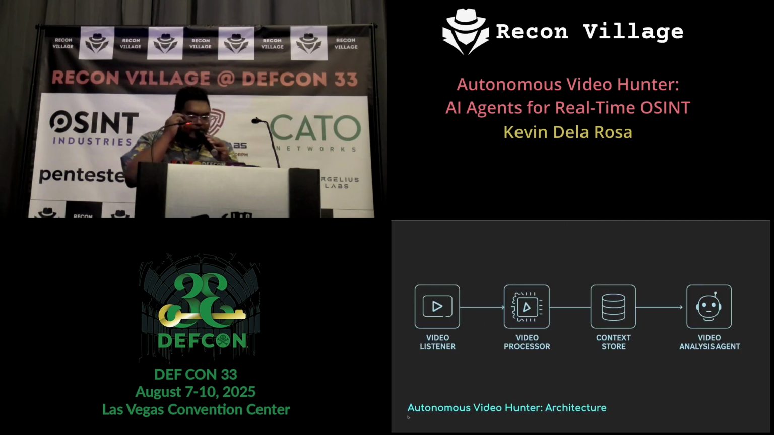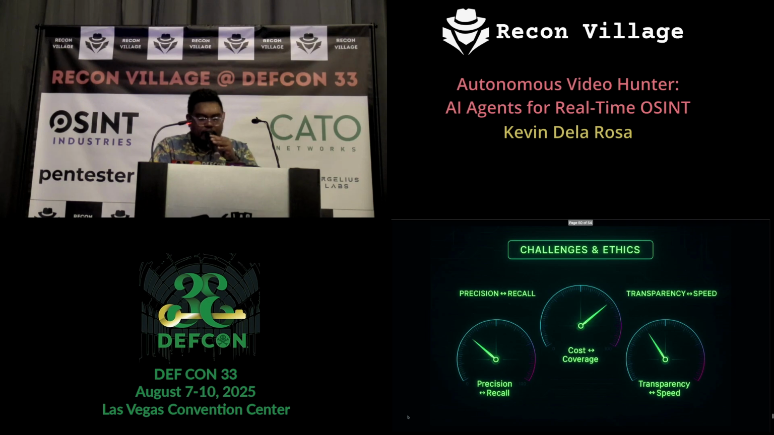To recap, this was the general architecture of the autonomous video hunter. You have a video listening step that is application dependent. You have some general video processing step that gets the low-level information for you. You have a context store that allows you to search and fetch things as you execute. And then you have an agent that can orchestrate the actual analysis.